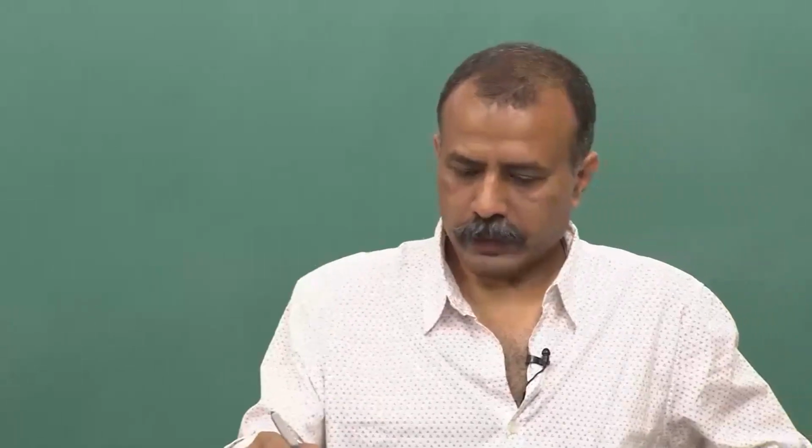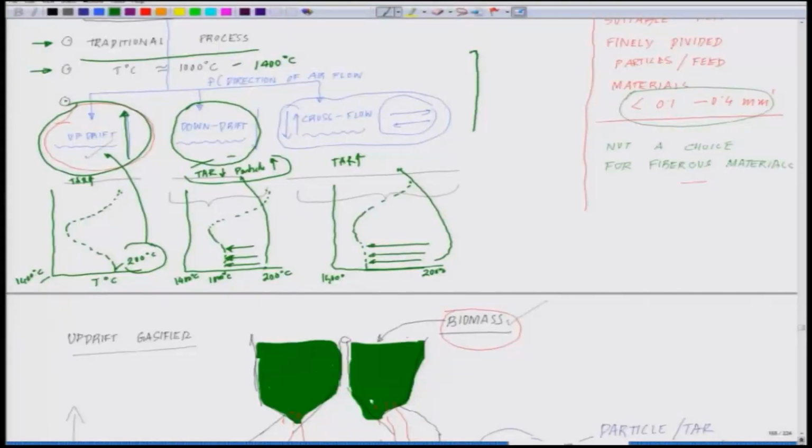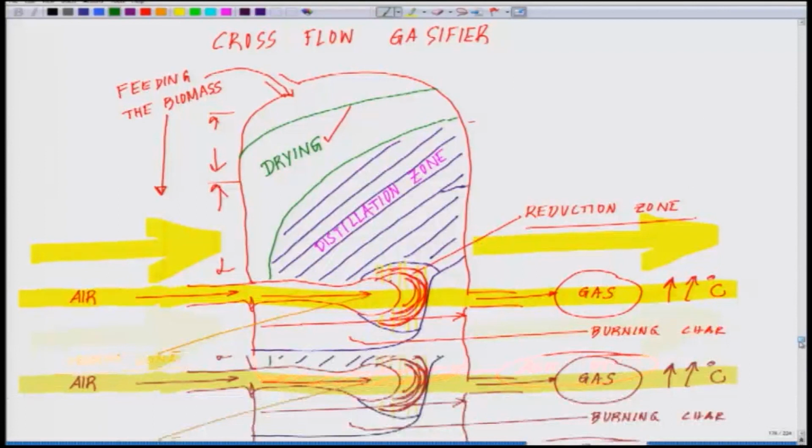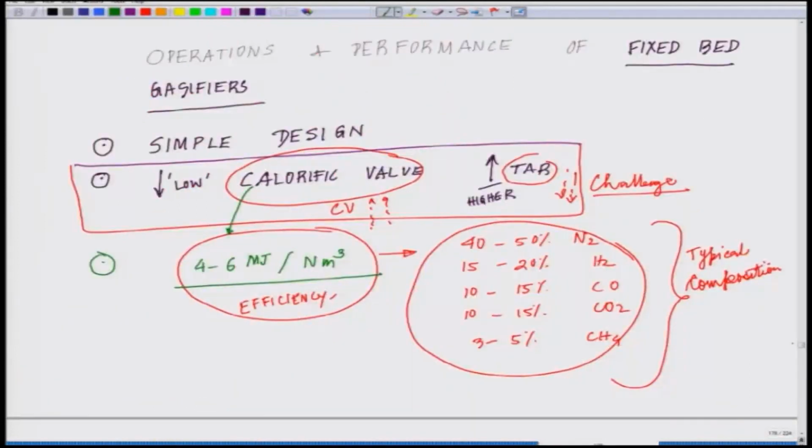So in summary, this is what we have undergone, and we have talked about the design of these reactors, downdrift, updrift and the cross flow reactors, and we talked about all the basic fundamental properties of these gasifiers. In between we talked about the typical composition of 40 to 50% nitrogen, 15 to 20% hydrogen, 10 to 15% carbon monoxide, 10 to 15% CO2, 3 to 5% CH4.